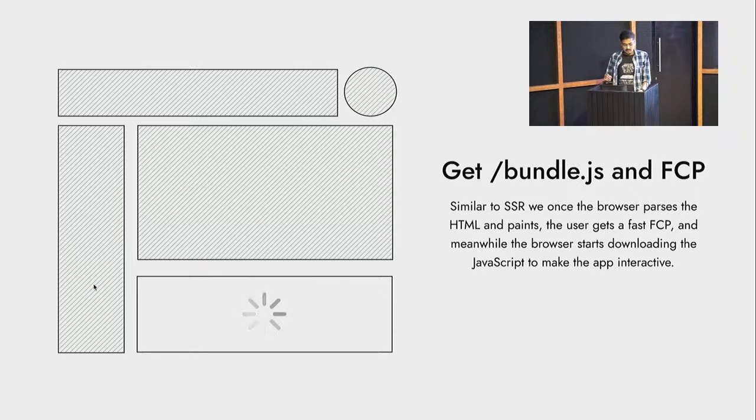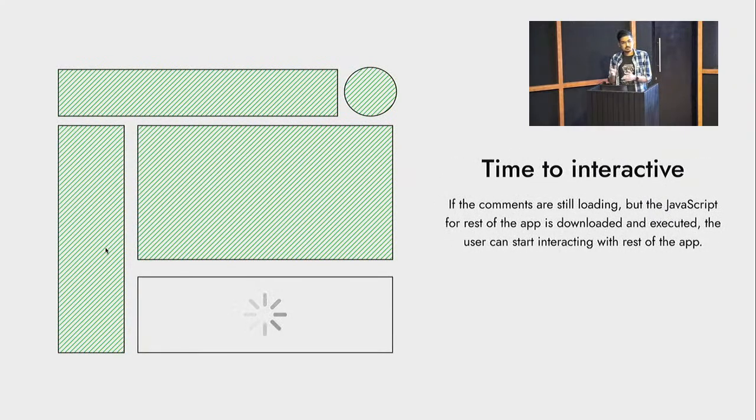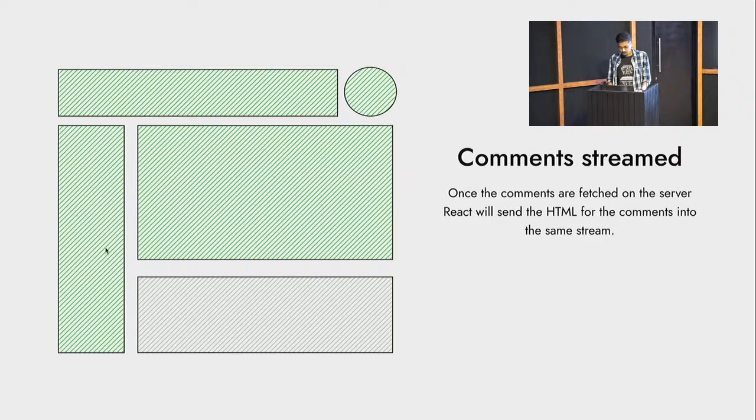So if the user starts interacting with something on the sidebar, React is smart enough to figure out that this person is interacting with the sidebar, so let's hydrate the sidebar first. So React will hydrate the sidebar first, while in parallel it downloads the bundle for comments and other things as well.